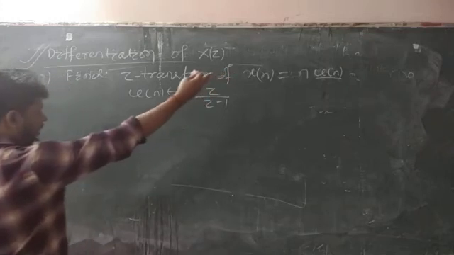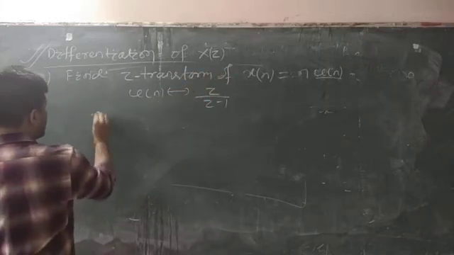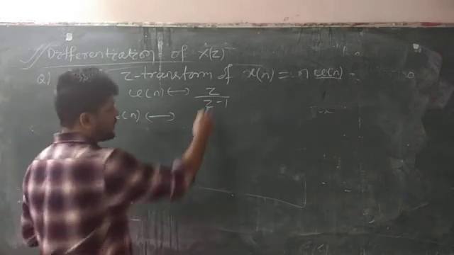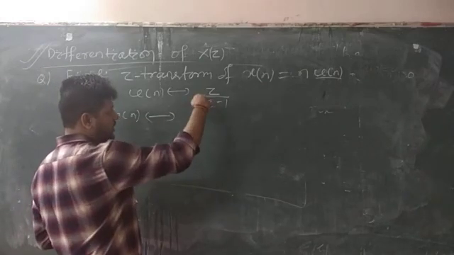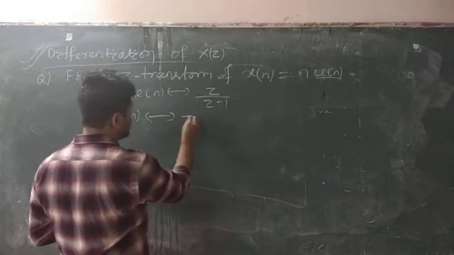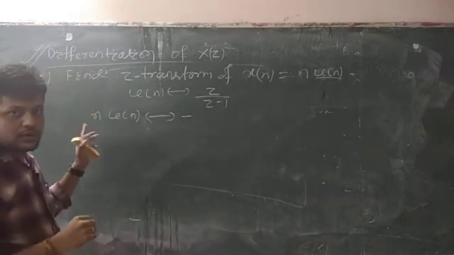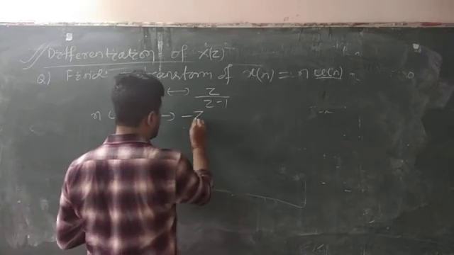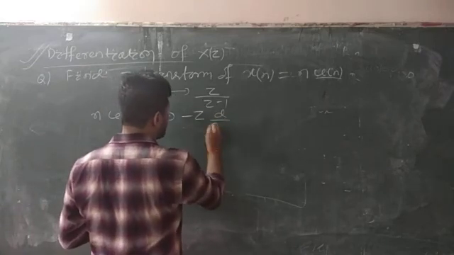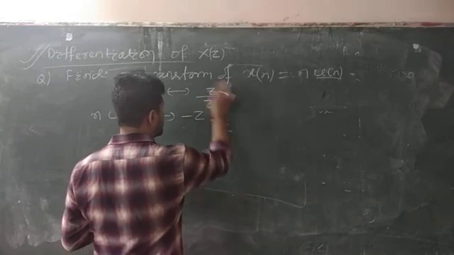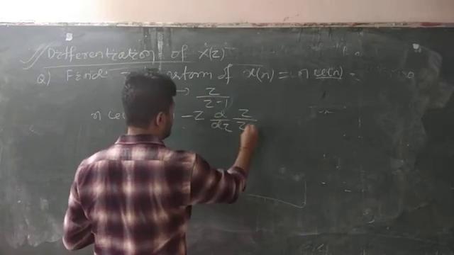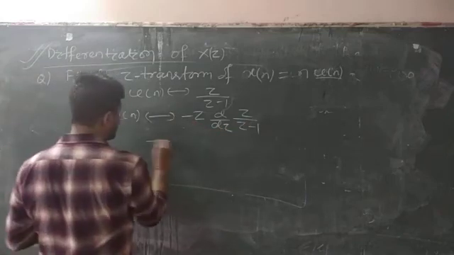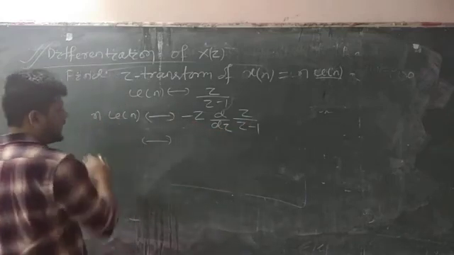But the question is asking n u(n). And this is your X of z, which is z by z minus 1. So the moment you multiply by n, you know multiplication in time leads to differentiation in the z domain, so you have to write minus z d by dz of X of z, where X of z is nothing but z by z minus 1. Now you have to take the differentiation, that will give you the z transform of n u(n).